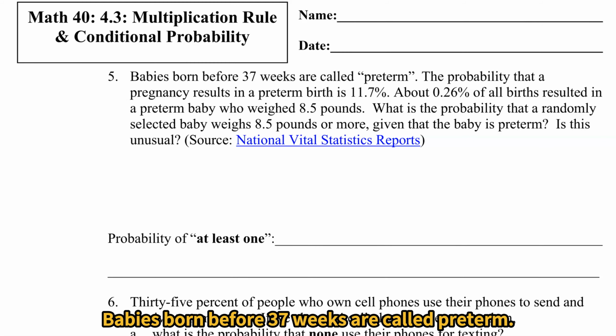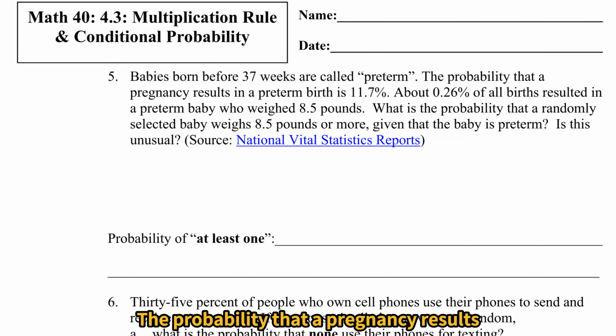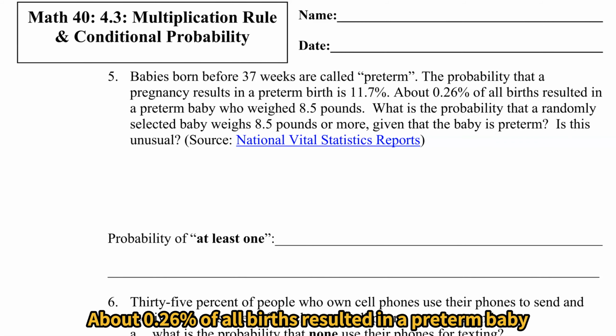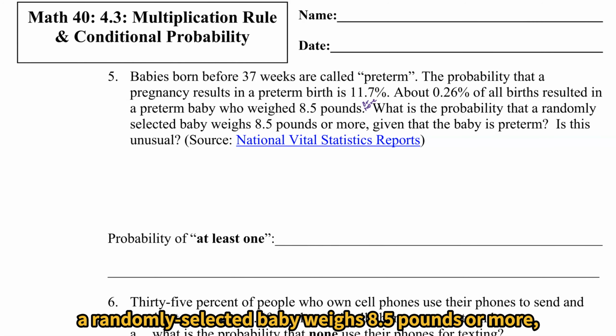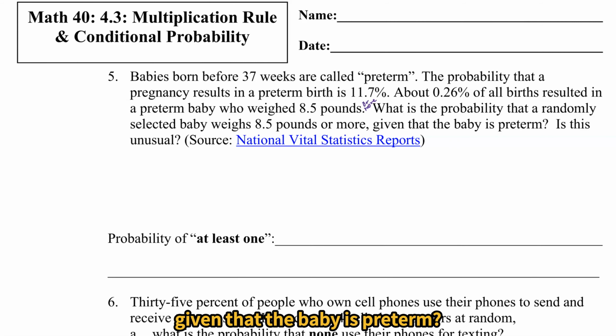Babies born before 37 weeks are called preterm. The probability that a pregnancy results in a preterm birth is 11.7%. About 0.26% of all births resulted in a preterm baby who weighed 8.5 pounds or more. What is the probability that a randomly selected baby weighs 8.5 pounds or more given that the baby is preterm? Is this unusual?